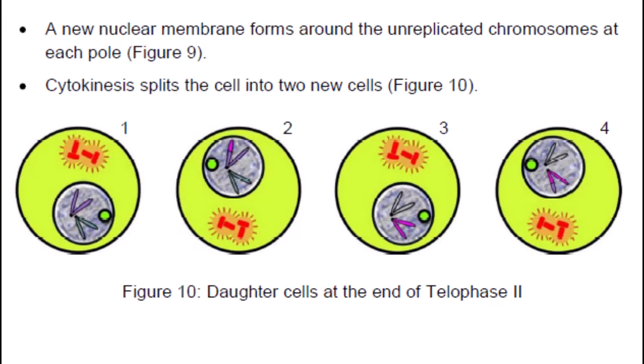Yes. And each of these 4 cells is haploid. And crucially, they are genetically different from each other and, of course, from the original diploid parent cell. They carry those unique genetic combinations forged during both meiosis I and II. It's really an intricate ballet of division and recombination.